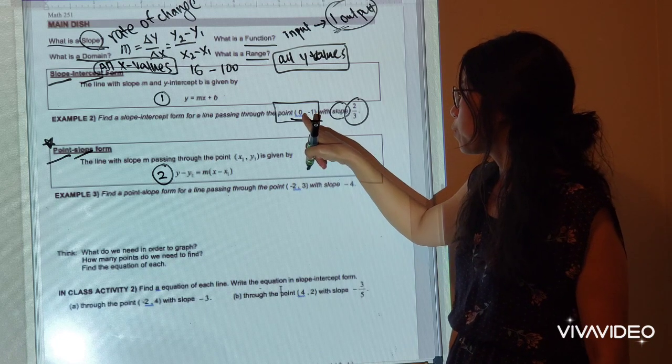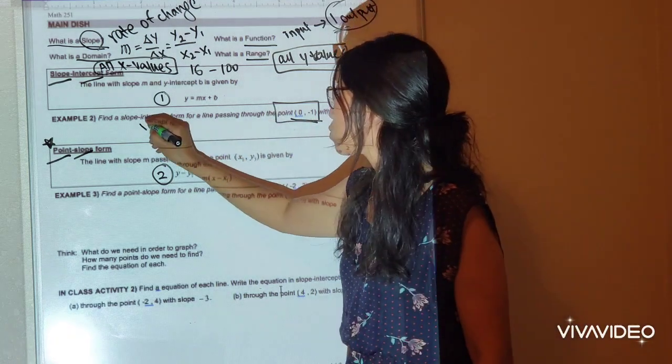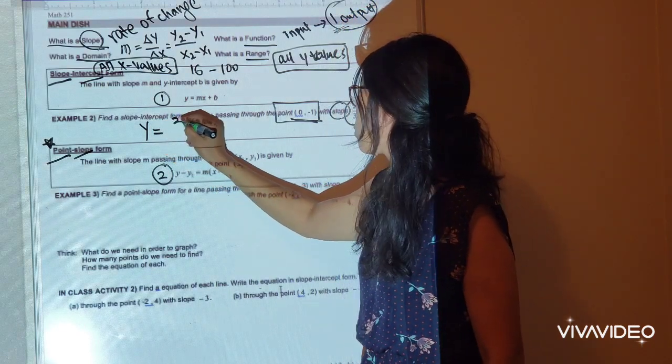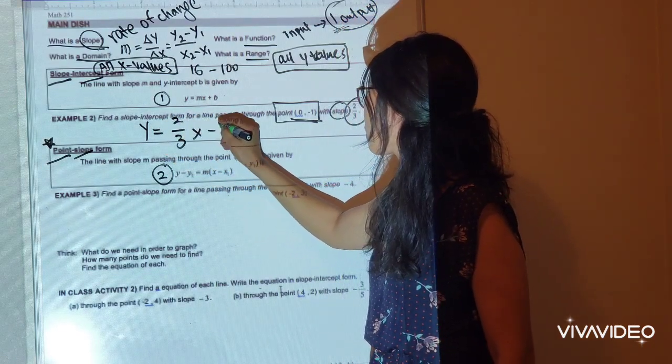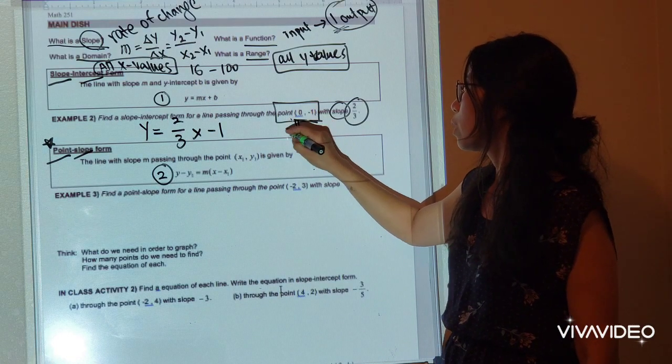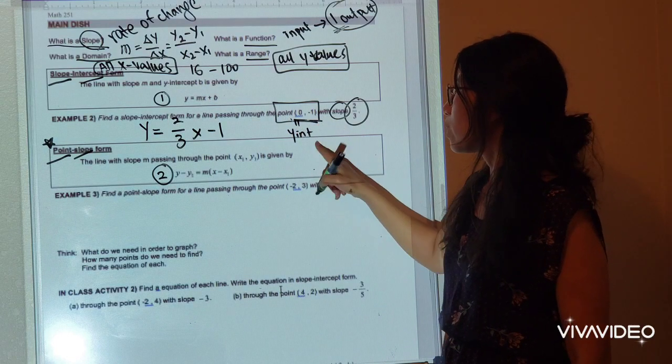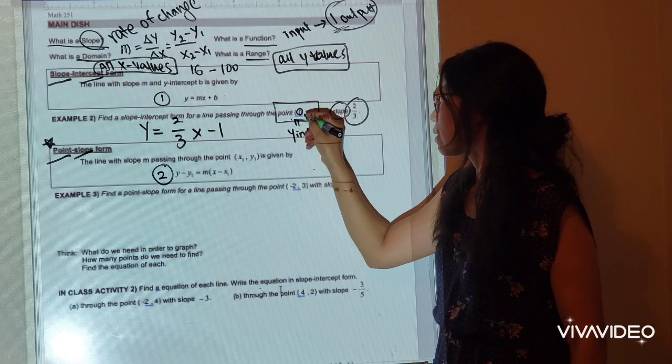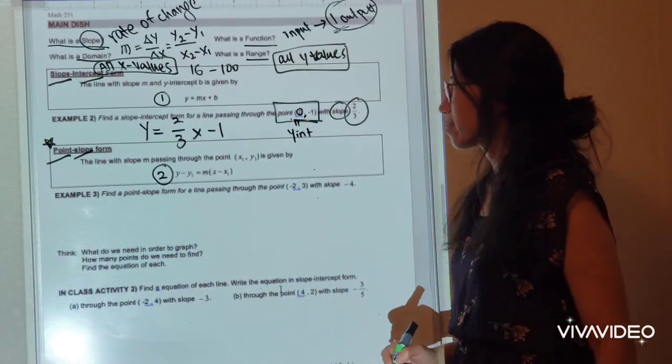However, I found this point to be the y-intercept, so I can just directly plug in 2/3x minus 1. Why? Because this is the point, but also the y-intercept. How do I know that's the y-intercept? Y-intercept means x is 0.